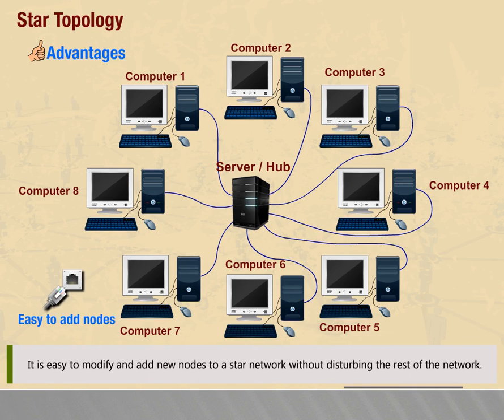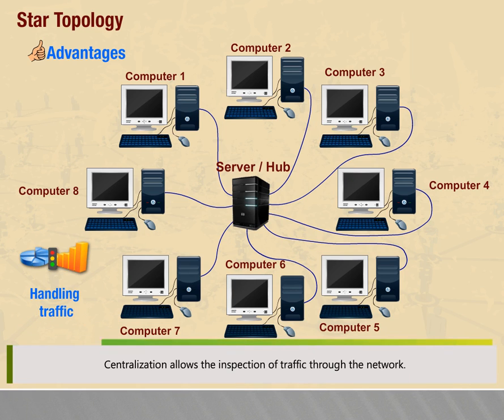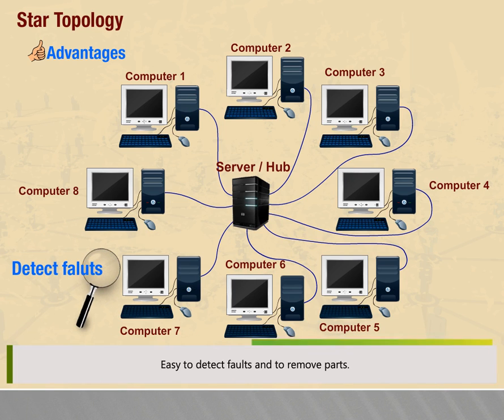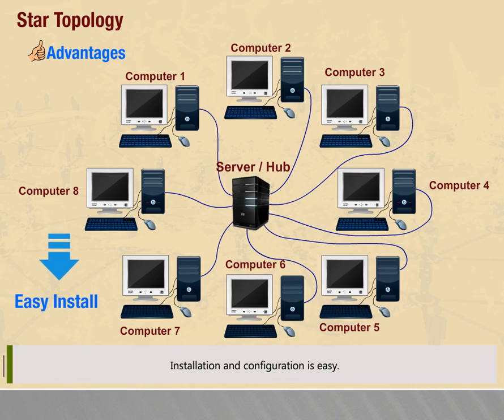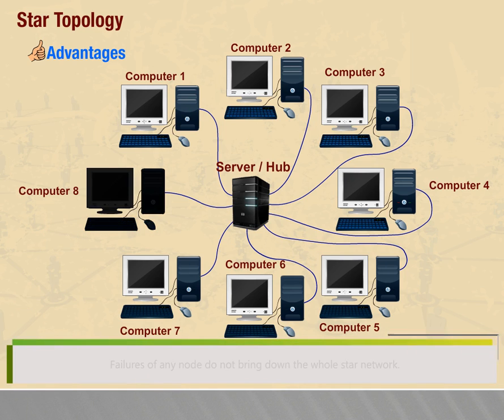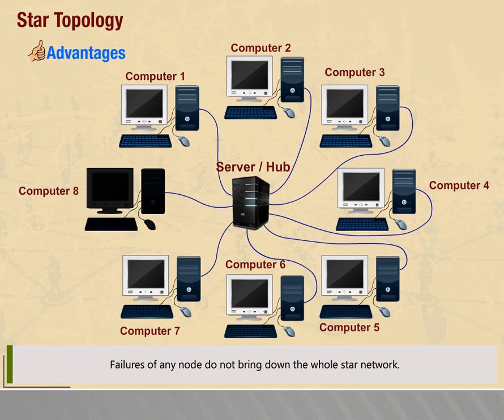Advantages: it is easy to modify and add new nodes to a star network without disturbing the rest of the network. Centralization allows the inspection of traffic through the network. Easy to detect faults and to remove parts. Installation and configuration is easy. Failures of any node do not bring down the whole star network.